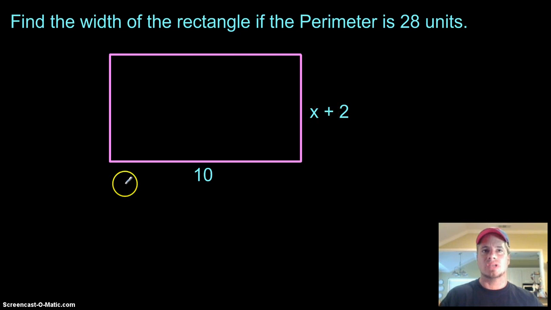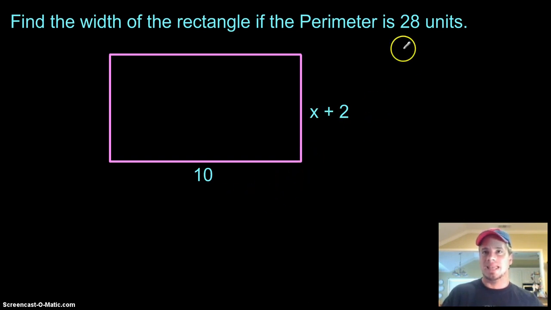Well, this has 4 sides. But if I add 2 of these sides together, that should give me half of the perimeter, shouldn't it? So this would save a little work if we just add 2 of the sides together and take half of this and make an equation to figure out what x is. We have to know what x is to figure out the width. Okay, so we have to make an equation to figure out what x is.